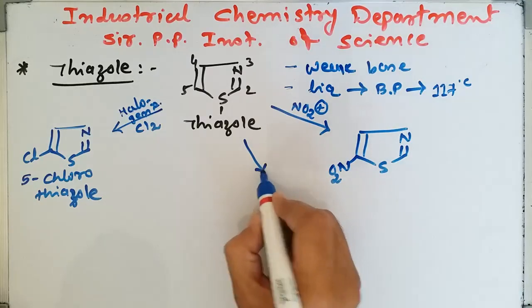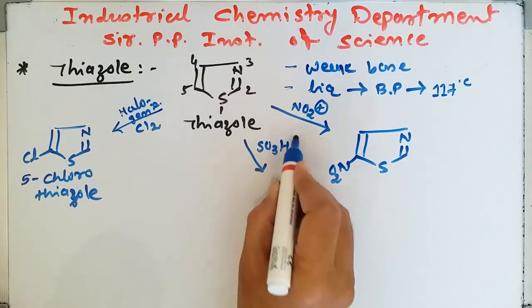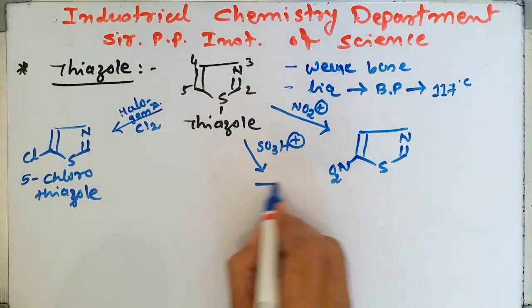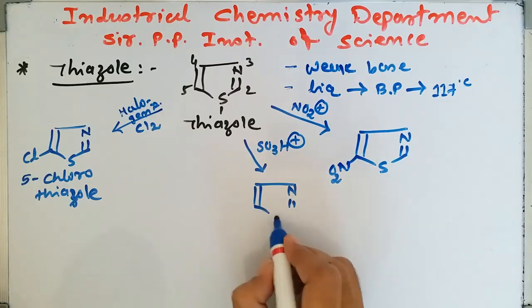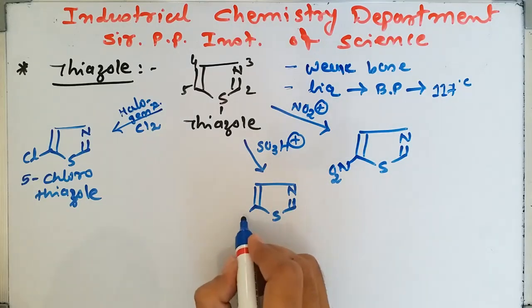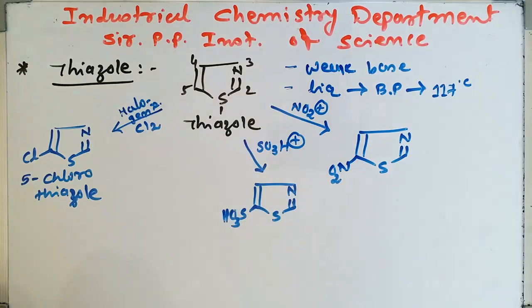If sulfonation takes place, the sulfonic acid group, SO3H, enters at position 5 and we get thiazole-5-sulfonic acid. We have one more important chemical property, that is ring opening of thiazole.